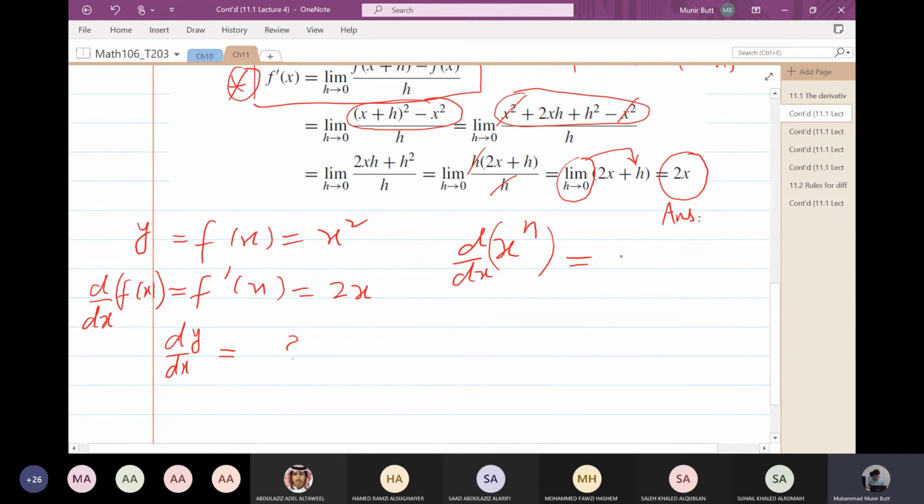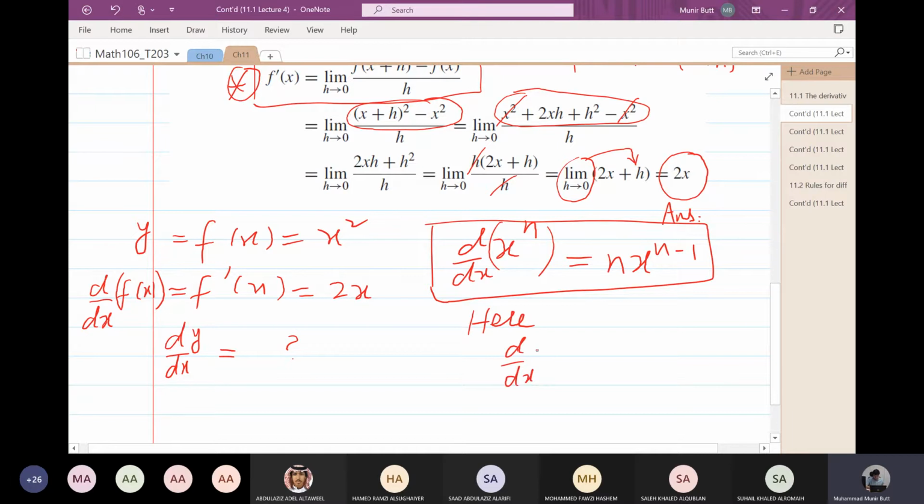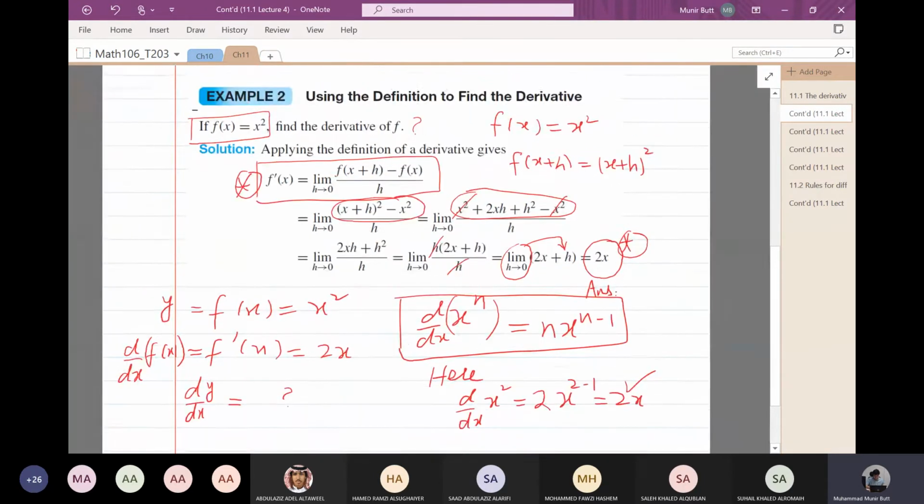So the power rule says if n is a positive integer, you take the power and one less power. So this is the rule, am I right? Yes. So for example here, we are taking the derivative of x to the power 2. So it means power and one less power. So it will be 2x, straightforward. And this is what we have achieved here, you see. But we achieved it using the definition.